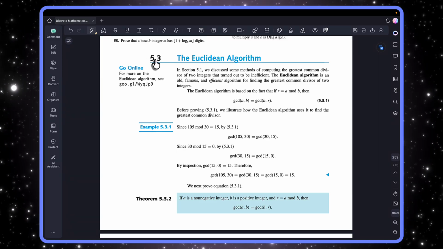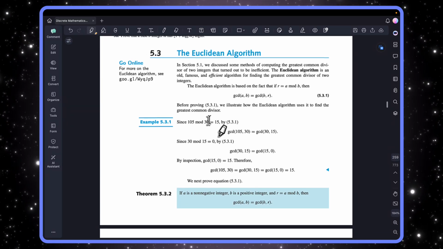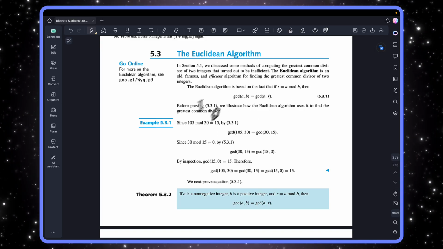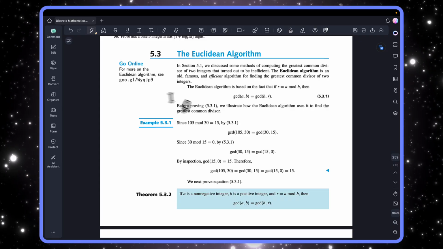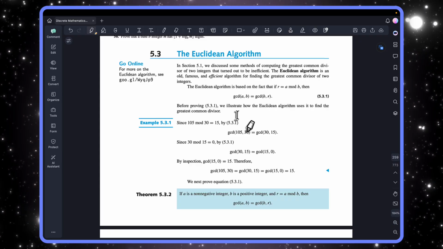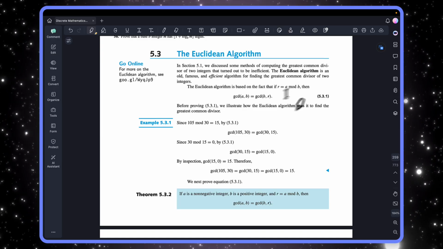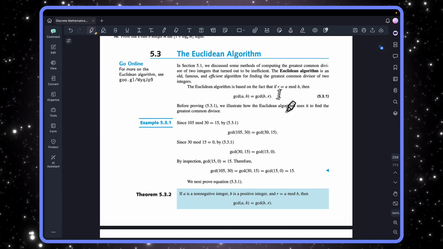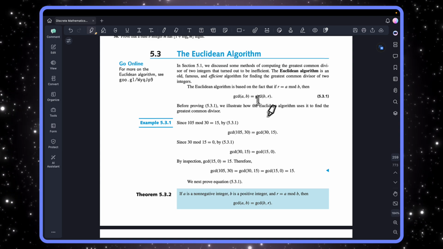Okay, chapter 5.3, the Euclidean algorithm. This is a very important thing in mathematics for sure. Let's take a look at what it says. The Euclidean algorithm is based on the fact that if r is equal to a mod b, then the greatest common divisor of a and b is the same as the greatest common divisor of b and r.